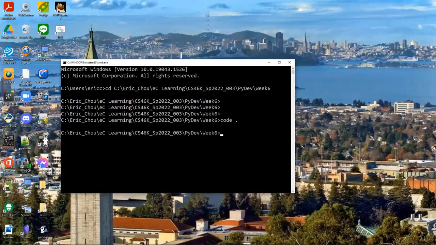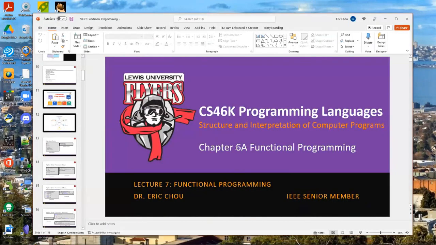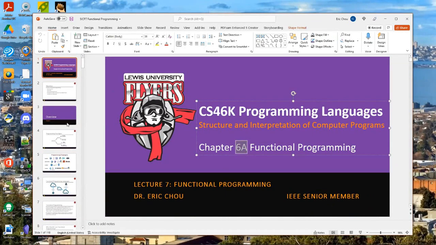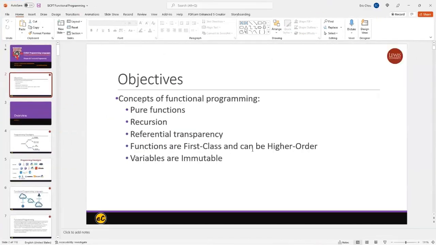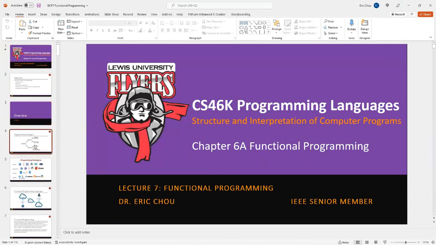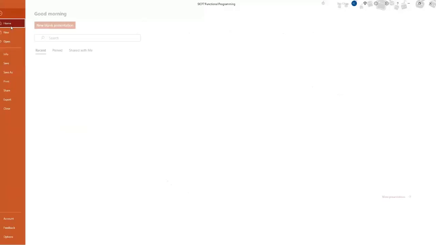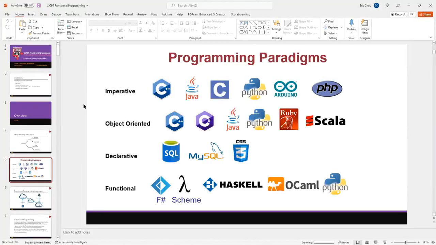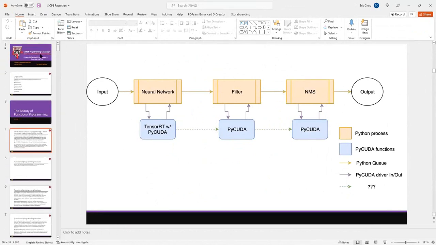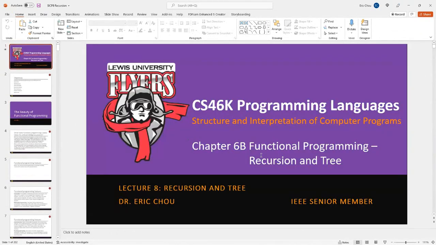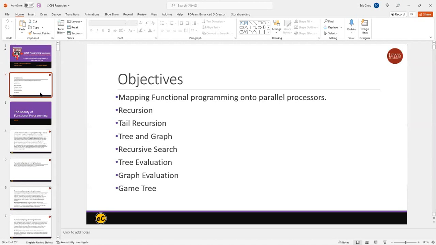Lectures 7 and 8 are actually one chapter, functional programming. In week 7 we cover the basic idea of what functional programming is. Week 8 is the use of functional programming, so it is a little bit harder than week 7. Week 7 only talks about what functional programming is. In week 8 you need to apply it to real problems, so it is even harder.